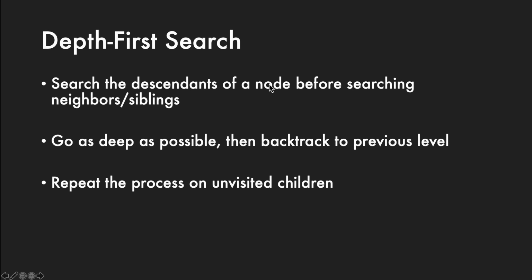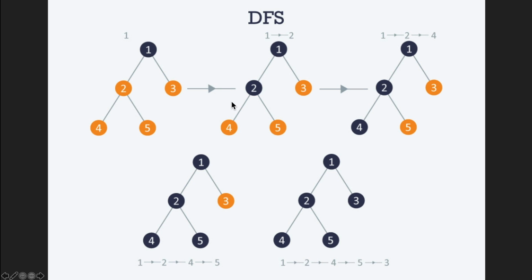Search the descendants of a node before searching neighbors/siblings. Go as deep as possible, then backtrack to the previous level. Repeat the process on unvisited children, and let's do it.